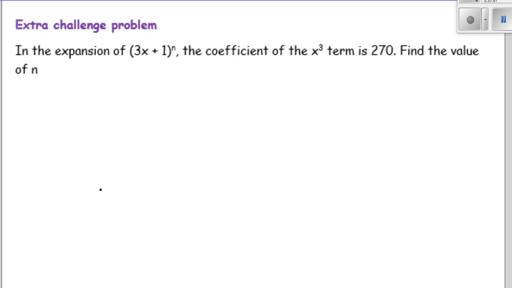So in the expansion of (3x + 1)^n, the coefficient of the x cubed term is 270. Find the value of n. There are some questions in the topic assignment where they tell you the coefficient and they want you to solve for something, but not normally ones as difficult as this, where they don't tell you the n. Normally they'll have told you the n. They're just asking you to work out something in here, which is actually quite easy. It's not hard to do at all.